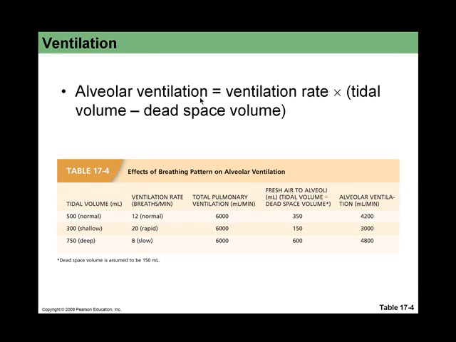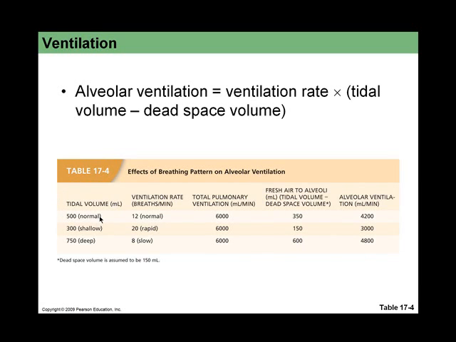So with ventilation, you have alveolar ventilation equals the ventilatory rate times the tidal volume minus the dead space volume. So if we're going to correct it for the known biophysical properties based upon the limitations from the anatomy. So the effects of breathing pattern on the alveolar ventilation is shown on this slide. We're considering tidal volume on the left, ventilation rate or breaths per minute, then total pulmonary ventilation in mLs per minute, fresh air to alveoli, the tidal volume minus the dead space volume in this column, and then alveolar ventilation mLs per minute in the far right.